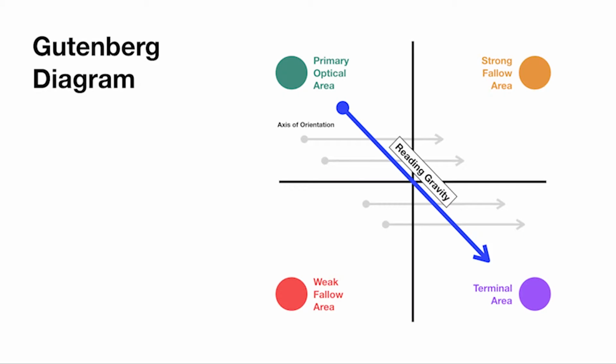We've already shown this, we just didn't define it as the Gutenberg diagram, and it looks like this. Designs that follow the Gutenberg diagram are said to be in harmony with natural reading gravity. And this pattern can be utilized in your UX projects. The primary optical area is in the top left, and the terminal area is in the bottom right. The strong fallow area is in the top right, and the weak fallow area is in the bottom left.